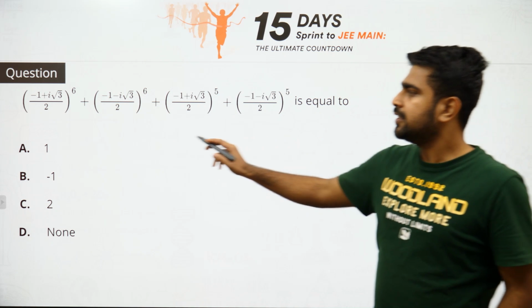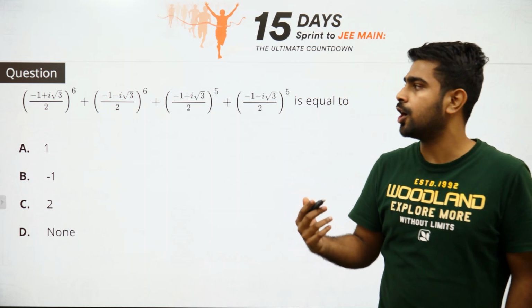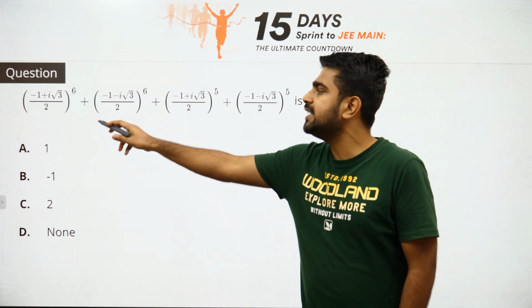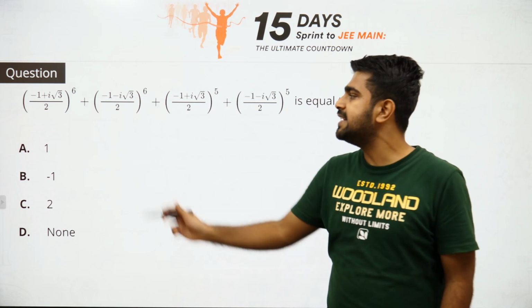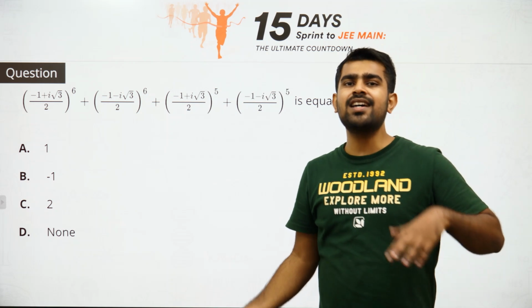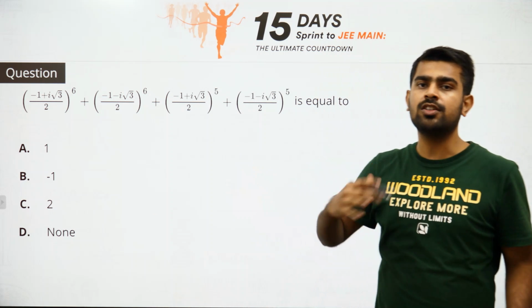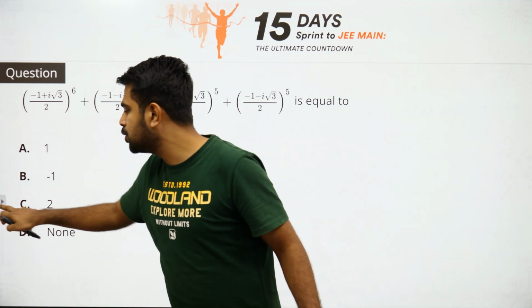Okay? So guys, let us try to see how this question is solved over here. So now, if you have solved complex numbers a lot, you would know that these quantities inside are nothing but omega and omega square. Sir, I don't know, sir. I have never solved complex numbers my entire life. How do I find it out? Okay, so let us try to do it.